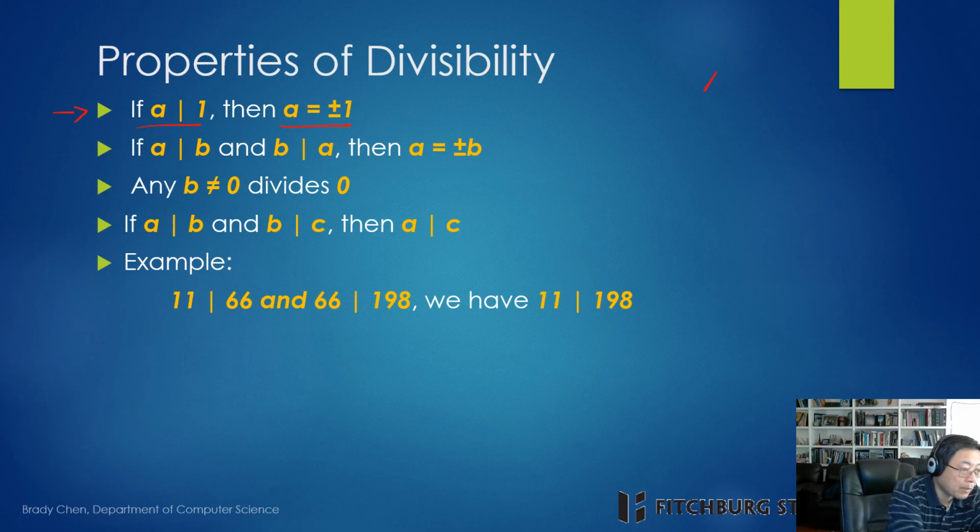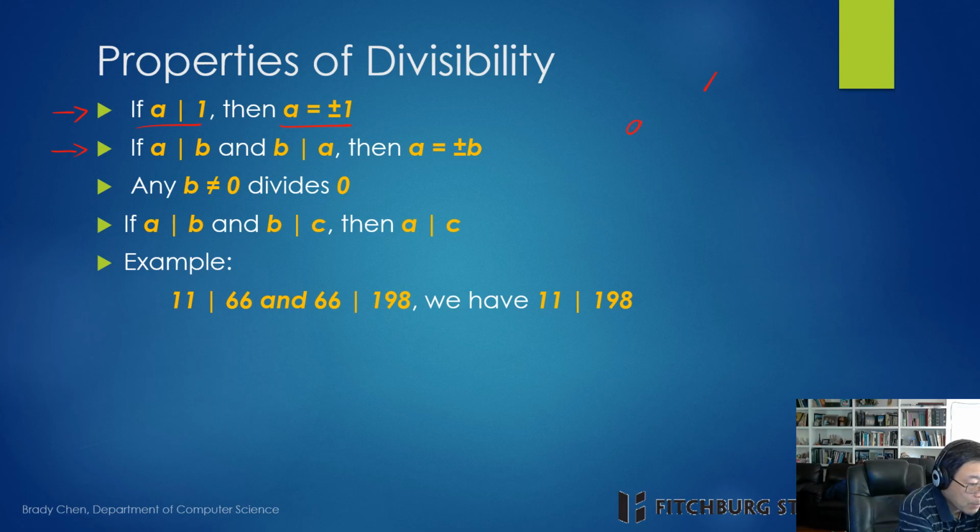Now, the second property: if A divides B and B divides A, then A and B are the same, or they have the same value but with a negative sign. Now, how can we actually show this is the case? We can easily prove this by definition. Okay, let's take a look.